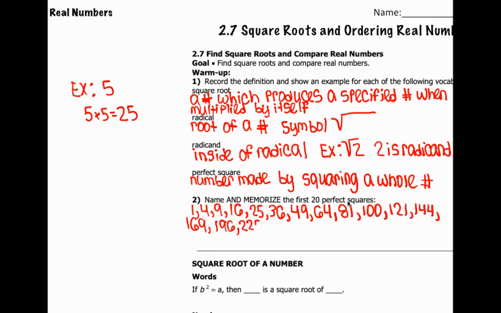225, 16 squared is 256, 17 squared is 289, 18 squared is 324, 19 squared is 361, and 20 squared is 400. So just to clarify how we're getting that, 1 times 1 is 1, 2 times 2 is 4, 3 times 3 is 9, 4 times 4 is 16, 5 times 5 is 25, and so on.